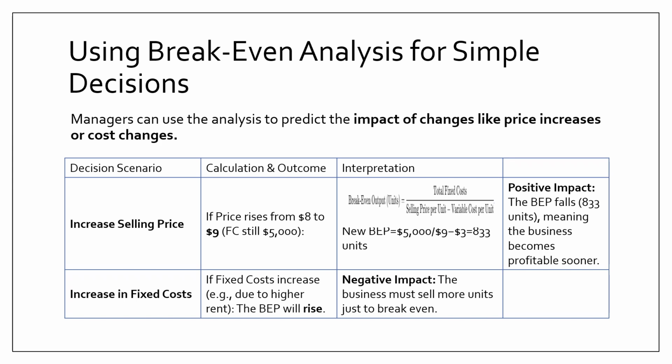Increase in fixed cost. If fixed cost increases due to high rent, the break-even point will rise. And what is the negative impact? The business must sell more units just to break even.